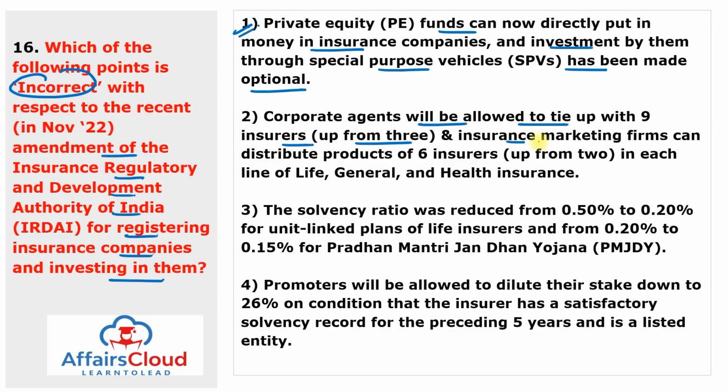Corporate agents will be allowed to tie up with 9 insurers, up from 3, earlier it was 3, and insurance marketing firms can distribute products of 6 insurers, earlier it was 2, in each line like life, general and health insurance. This statement is also correct.